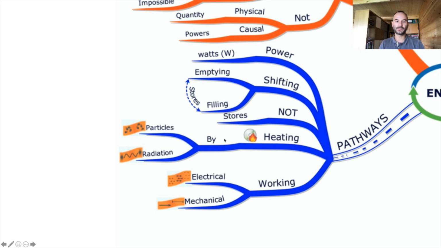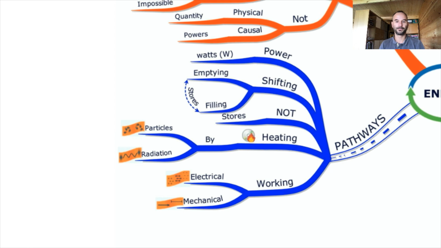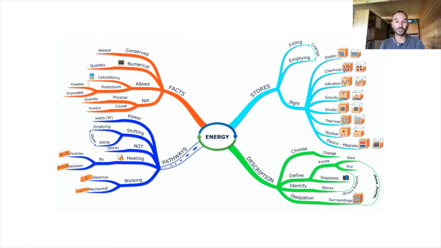Now, the pathways that we recommend using are pathways by heating, and this can happen by particles, heating by particles, or heating by radiation, and two pathways of working, so electrical working and mechanical working. So these are some general ideas of how we can use energy concepts to describe changes in a system.